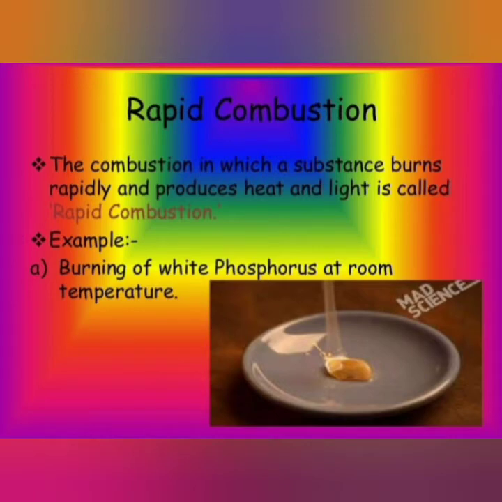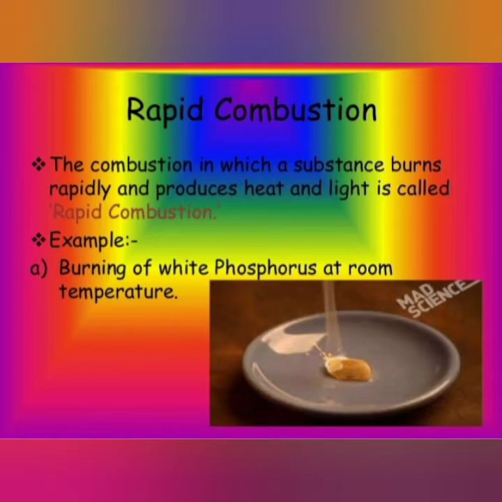So coming to the first one, rapid combustion, the combustion in which a substance burns rapidly and produces heat and light is called rapid combustion. Example: burning of white phosphorus at room temperature, or burning of cooking gas or LPG in a gas stove, burning of paper and kerosene oil, burning of wax. These all are rapid combustion, which require external heat application. So this is a very common type.